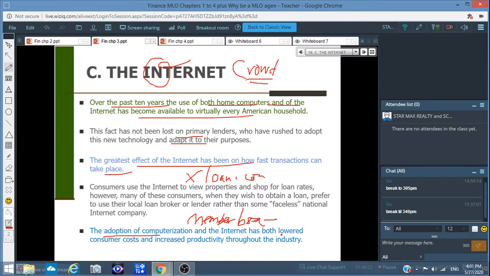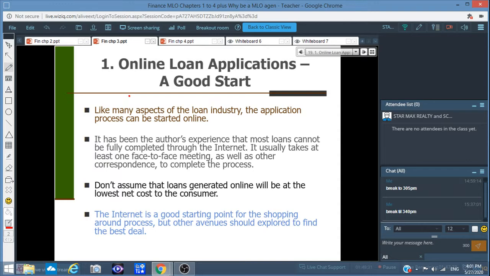通过这个网站的话，你可以做很多东西的，包括做贷款等等。And online loan application is a good start, right? So oftentimes when you go to Quicken Loan, you can start filling out an application right there and then. Like many aspects of the loan industry, the application process can be started online. 你可以在网上填表，第一步是填表，but off and on, people still need to feel comfortable, right?